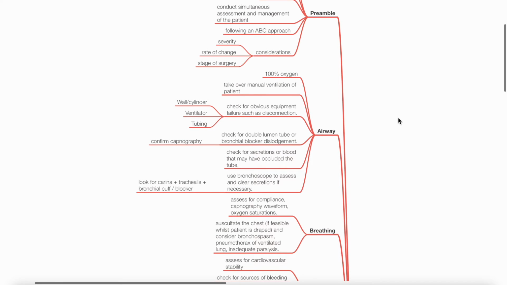Airway. Provide 100% oxygen. Take over manual ventilation of the patient. Check for obvious equipment failure such as disconnection. Check for disconnection at wall, cylinder, ventilator, or tubing. Check for double lumen tube or bronchial blocker dislodgement. Confirm capnography. Check for secretions or blood that have occluded the tube. Use a bronchoscope to assess and clear secretions if necessary. Look for carina, trachealis, and bronchial cuff or blocker.